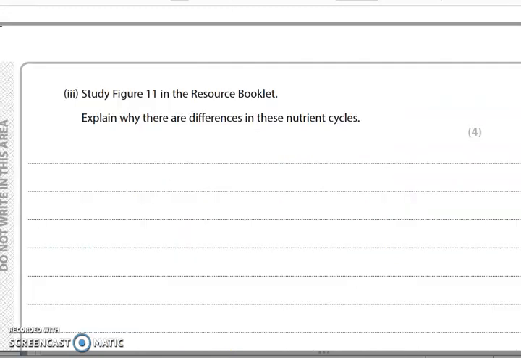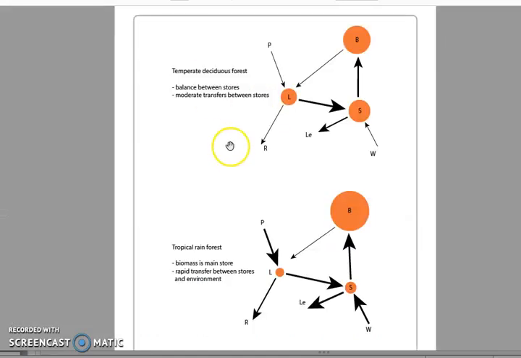Next question, study figure 11 in the resource booklet. So before we read the question, let's have a look at the resource booklet and what can we see? Well, we've got 2 nutrient cycle models. We've got one for temperate deciduous forests and we can see a tropical rainforest.